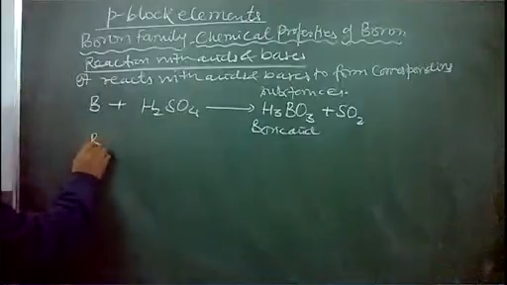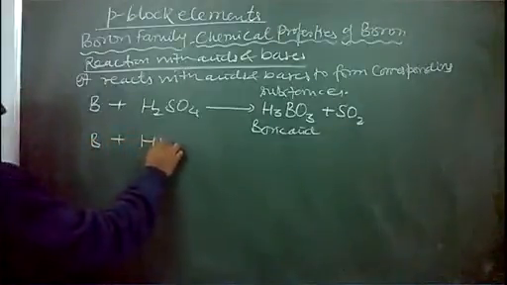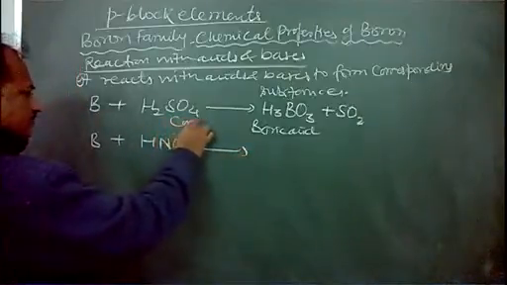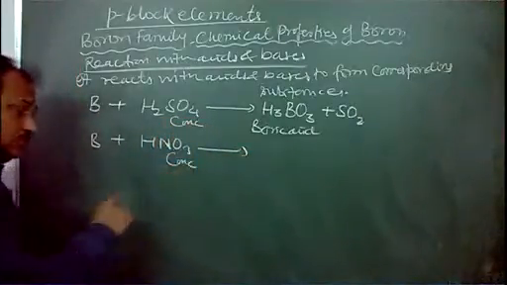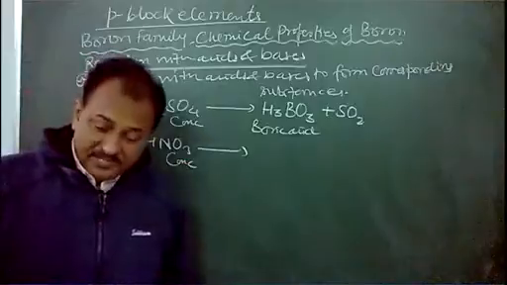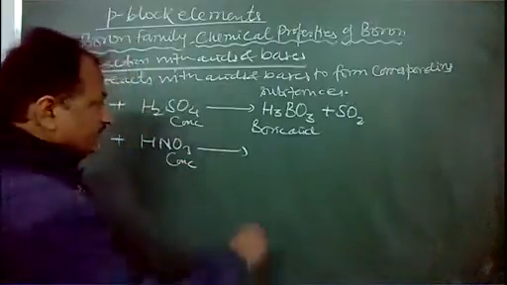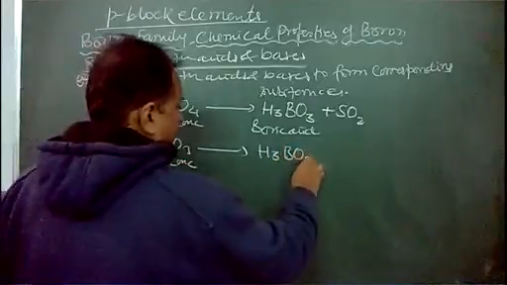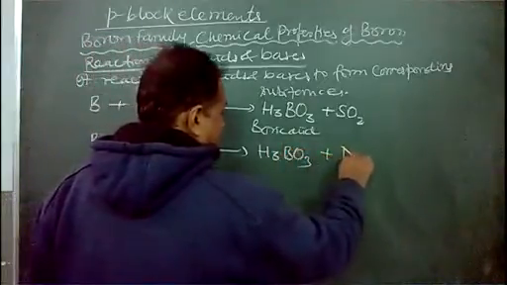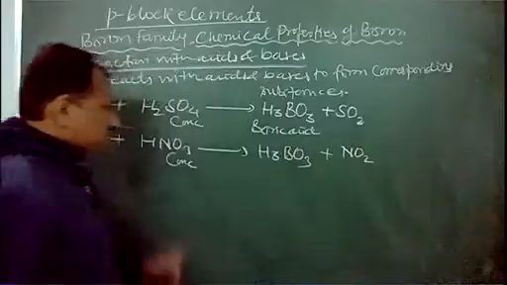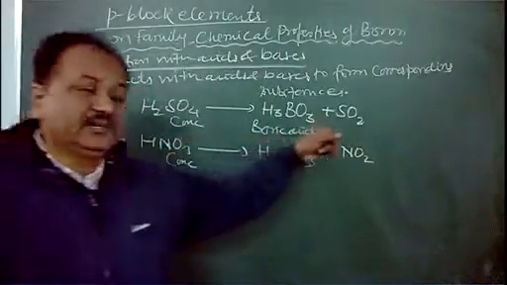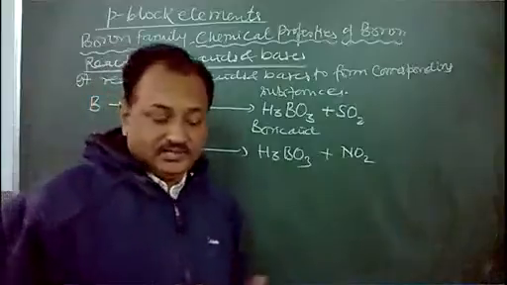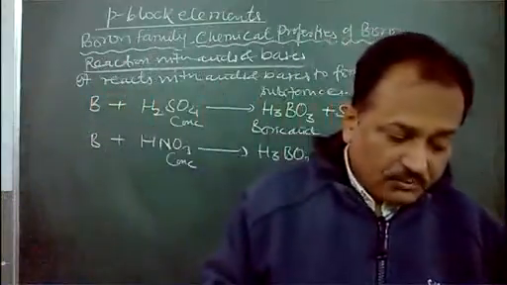Similarly, when boron reacts with HNO3, nitric acid, both are concentrated, children, because boron is a highly stable element. And so again here it is H3BO3 plus NO2. In case of sulfuric acid, we get the SO2. In case of nitric acid, we get the NO2. This is all, children, about the one point.